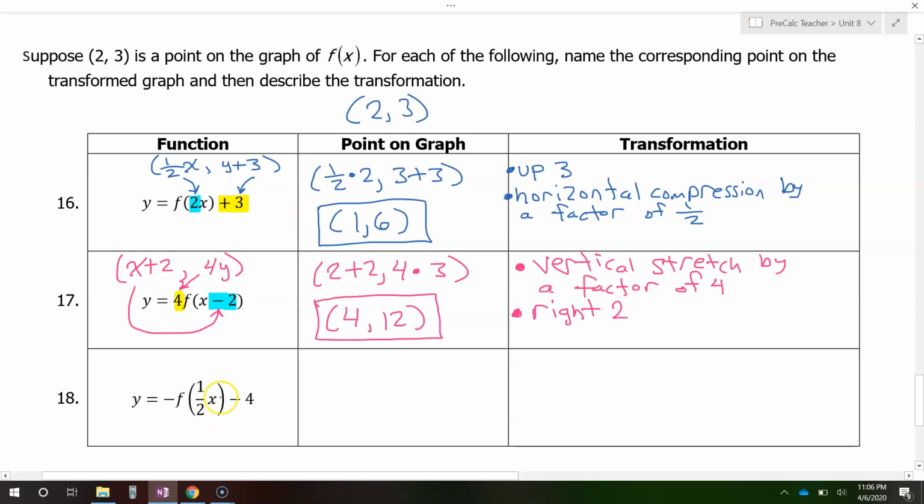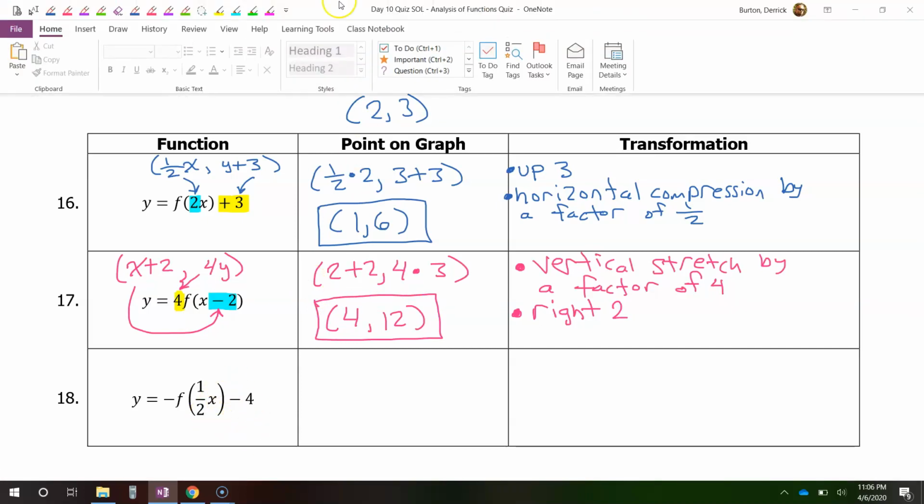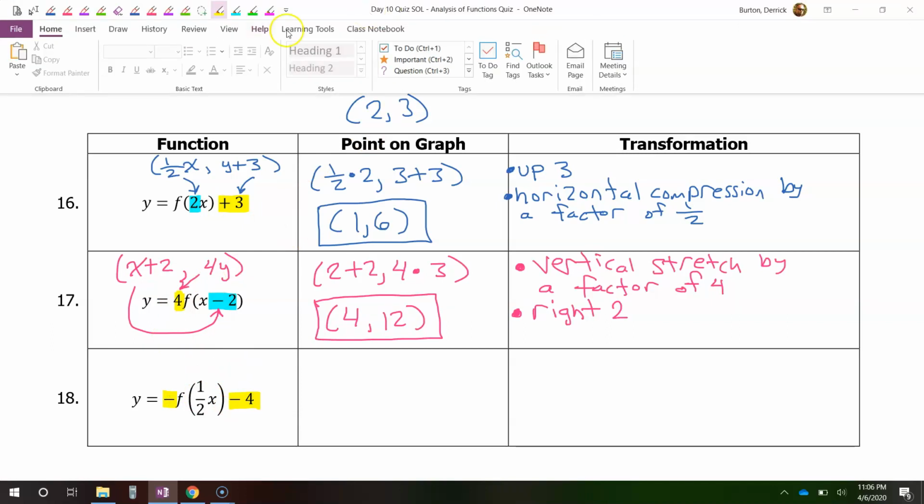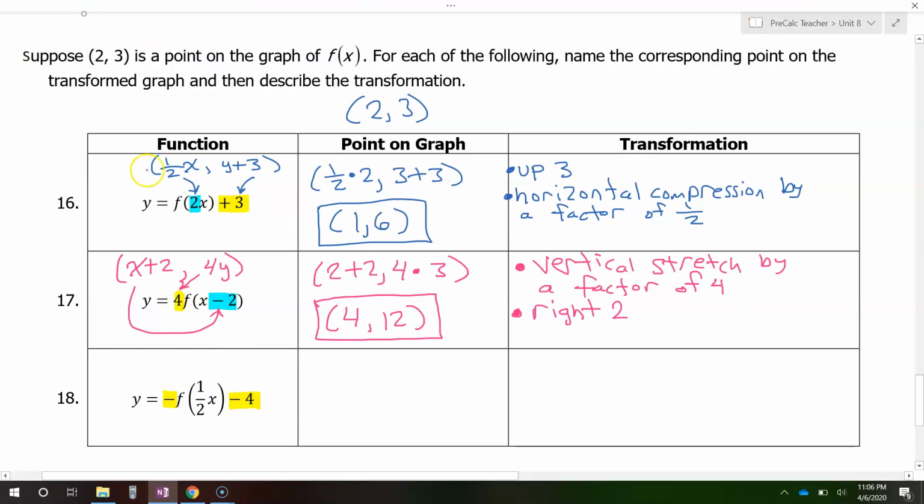All right, let's do the last one. I see 2 transformations outside the function, one here and one here. Both of these are things that are happening to the y values. So that's why my y values will become negative y minus 4. Negative because of that and minus 4 because of that.